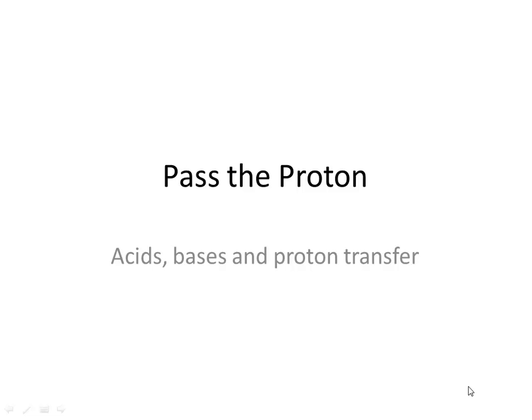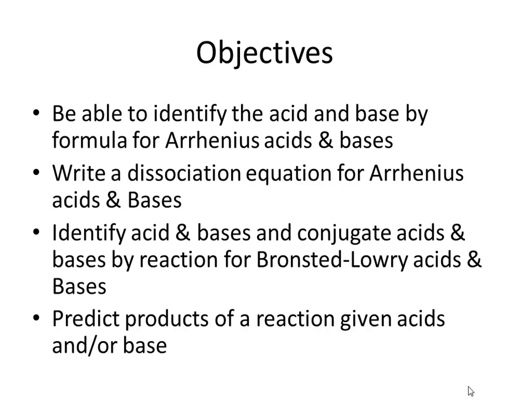Today we're going to talk about acids, bases, and proton transfer. Our objectives: identify acids and bases by formula for Arrhenius, like we talked about yesterday; write dissociation equations for acids and bases, and identify the acid, base, and their conjugate pairs. And by the end of it, we should be able to tell what the product of a reaction of an acid or a base will be.